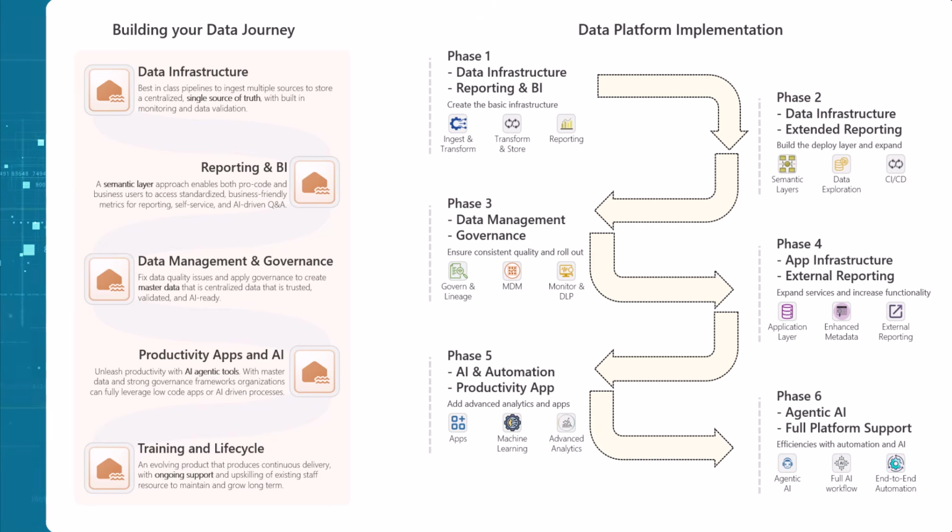And phase six would be this full platform support where we might have agentic AI. We have a lot of automation, end-to-end automation, agents doing stuff with the data, very well governed, very well set up infrastructure. And this is where we can unleash all of that really cool AI stuff. Not everyone will necessarily go through all steps.